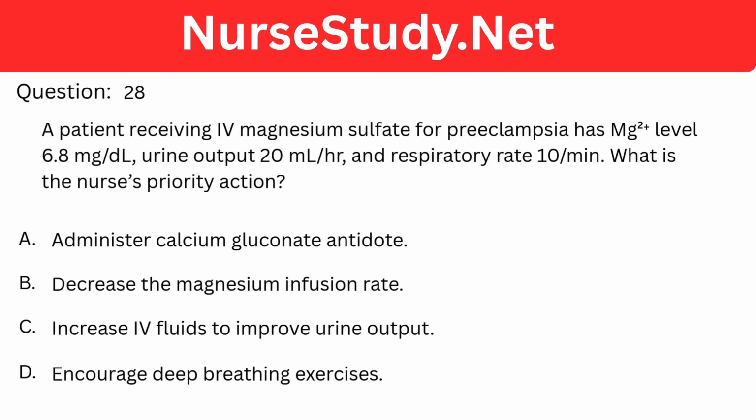Question 28. A patient receiving IV magnesium sulfate for preeclampsia has magnesium level 6.8, urine output 20 milliliters per hour, and respiratory rate 10 per minute. What is the nurse's priority action? A. Administer calcium gluconate antidote. B. Decrease the magnesium infusion rate. C. Increase IV fluids to improve urine output. D. Encourage deep breathing exercises.